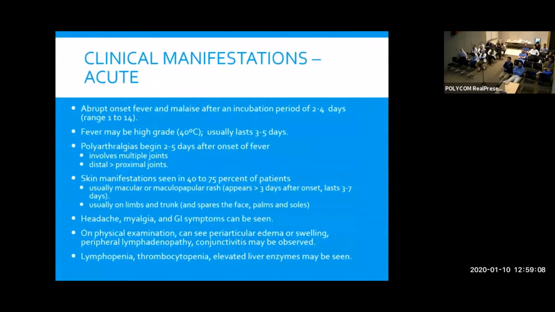What are the clinical manifestations? Again, fever and malaise, with an incubation period of only 2 to 4 days, with a range of up to 2 weeks. So beyond 2 weeks, you don't have to think about these organisms that we've been talking about today. Fevers, and then the polyarthralgia tends to begin 2 to 5 days after the onset of fevers. So they have a febrile illness, then they get the severe joint involvement. You see skin manifestations in up to 75% of patients, but not everyone gets a rash. Headache, myalgia, so nonspecific symptoms, and GI symptoms. On labs, you'll find lymphopenia, thrombocytopenia, and elevated LFTs, sort of like with rickettsia.